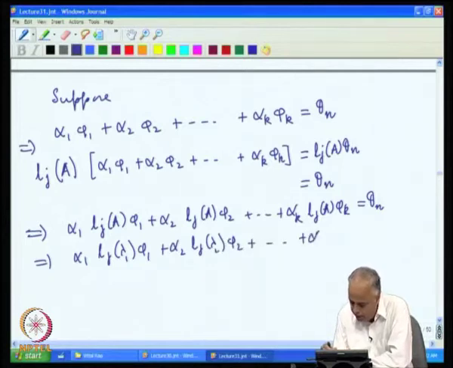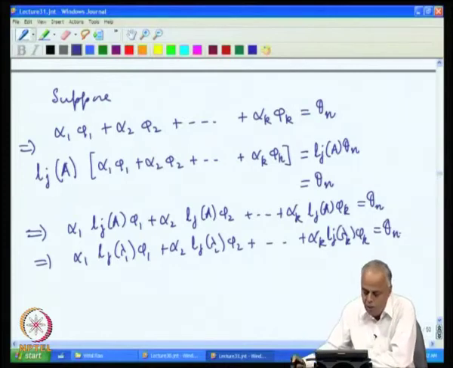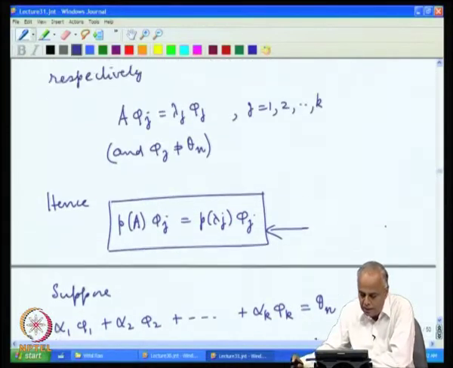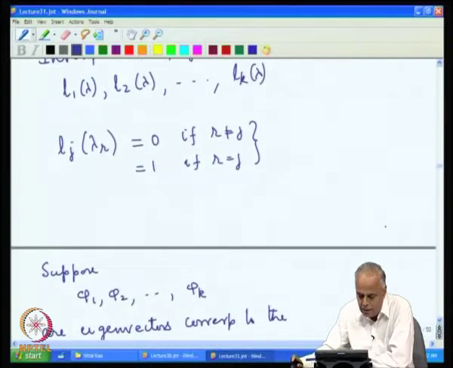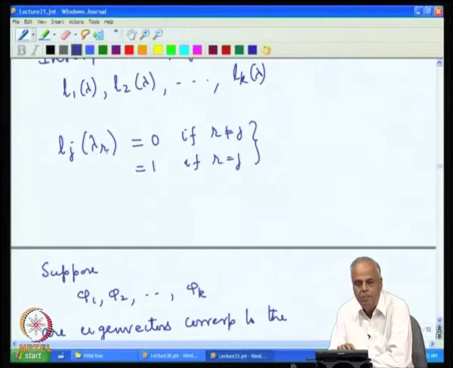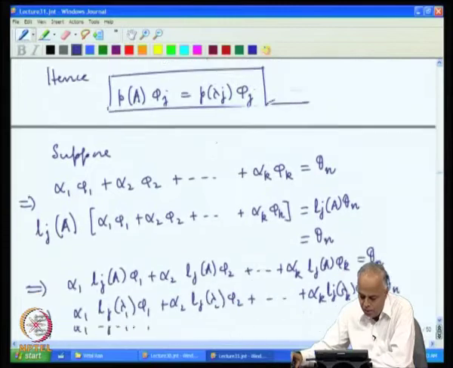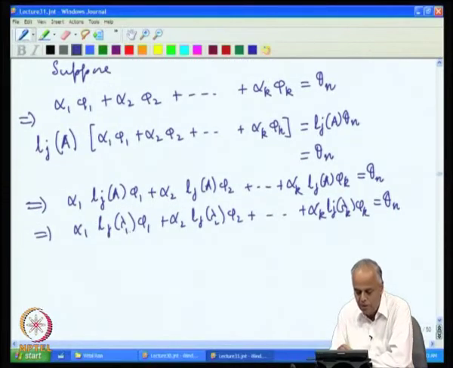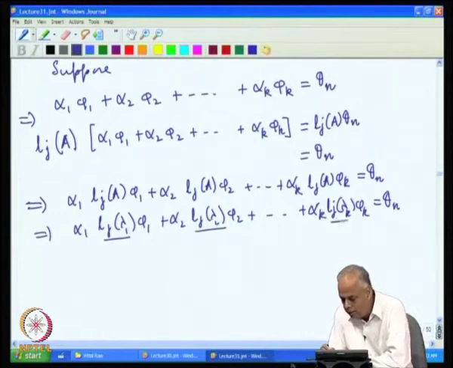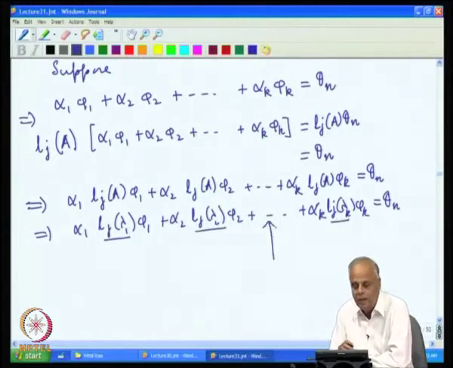There will be an alpha k L_j lambda k phi k, which must be the 0 vector. Now, what is the property of these L_j's? The L_j's are such that they light up only at lambda j, and at lambda 1, lambda 2, up to lambda j minus 1 they take the value 0. Therefore, L_j lambda 1 will be 0, L_j lambda 2 will be 0, and the only term that will survive will be L_j lambda j.